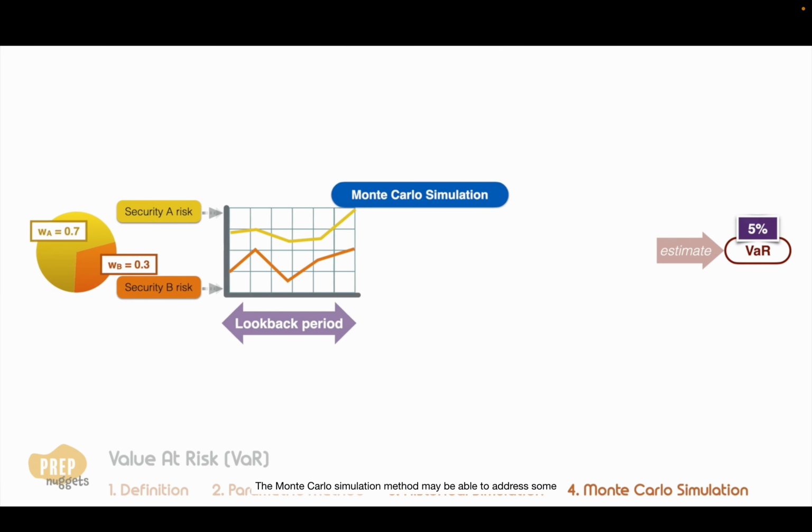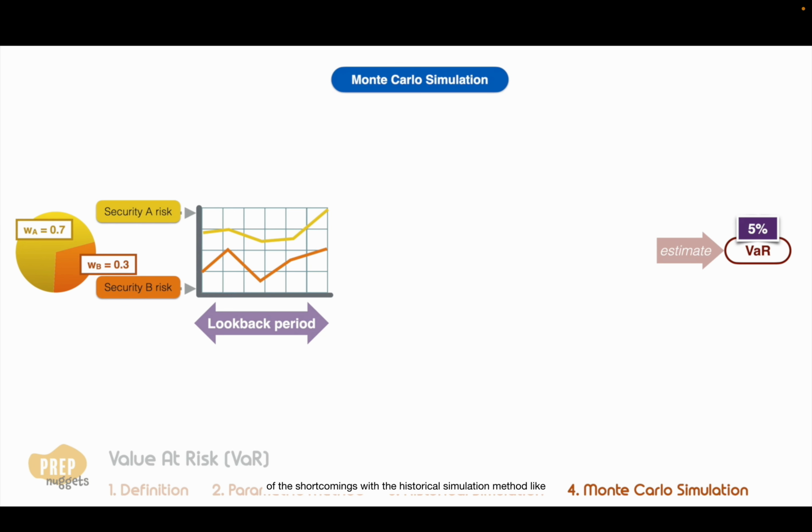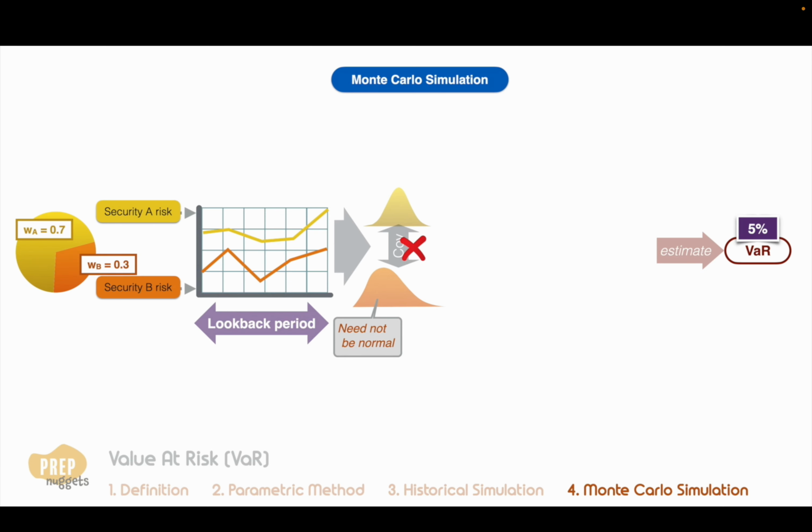The Monte Carlo simulation method may be able to address some of the shortcomings with the historical simulation method. Like the parametric method, the Monte Carlo method may reference data from a look-back period, but only to estimate the probability distribution for each risk factor. But unlike the parametric method, we do not need to consider the covariances between the various risk factors. Also, the assumed distributions need not be normal.